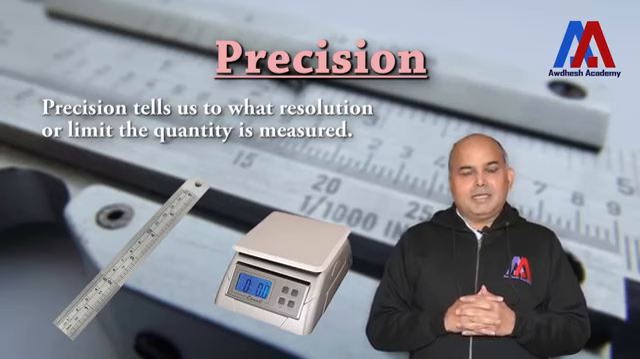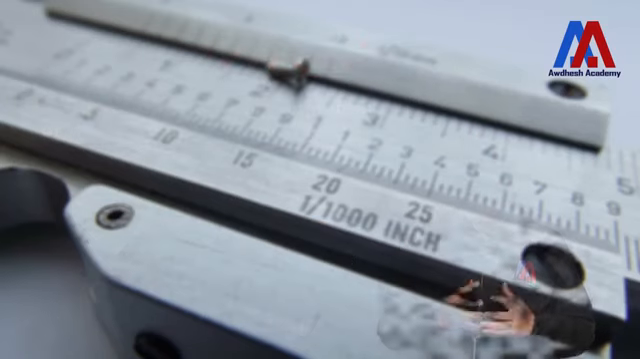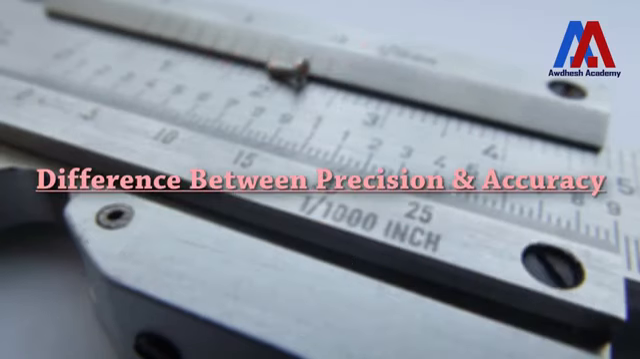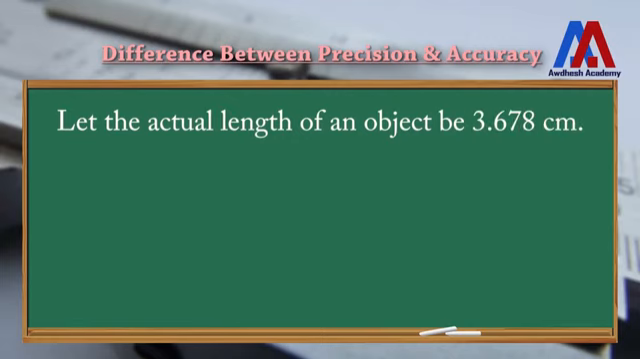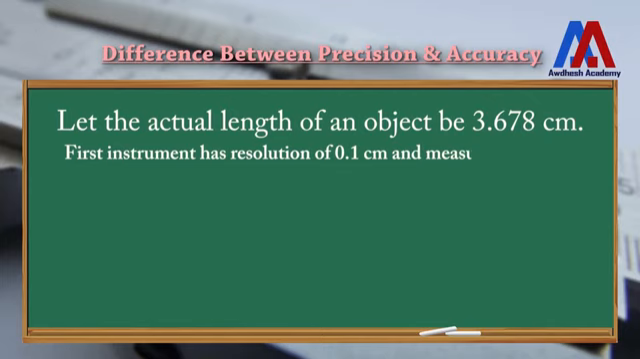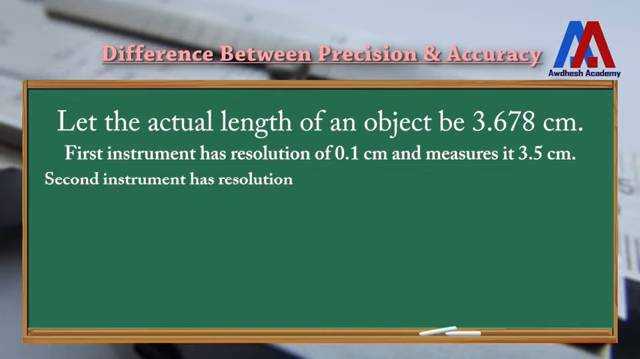Now let me explain with an example what is the difference between precision and accuracy. Let us say that we want to measure an object whose dimension is 3.678 centimeter. We use a first instrument whose resolution is 0.1 centimeter and it measures 3.5 centimeter. Then we take a second instrument, whose resolution is much higher, 0.01 centimeter, and it is measuring the dimension as 3.38 centimeters.